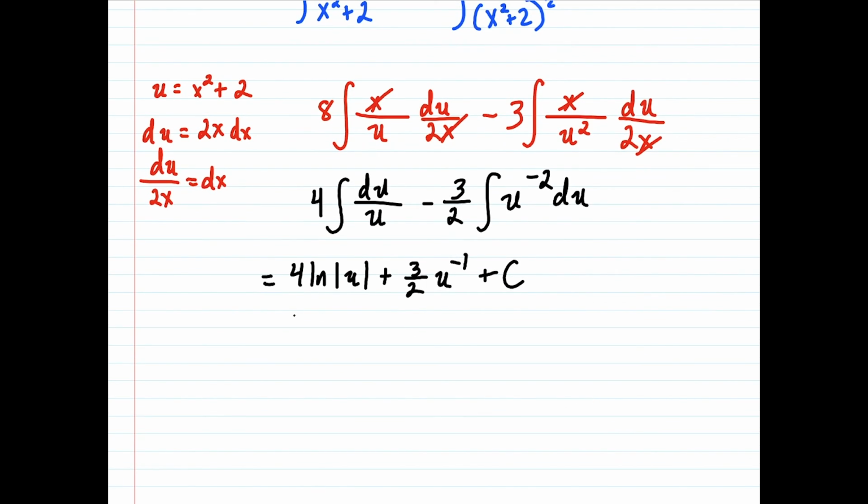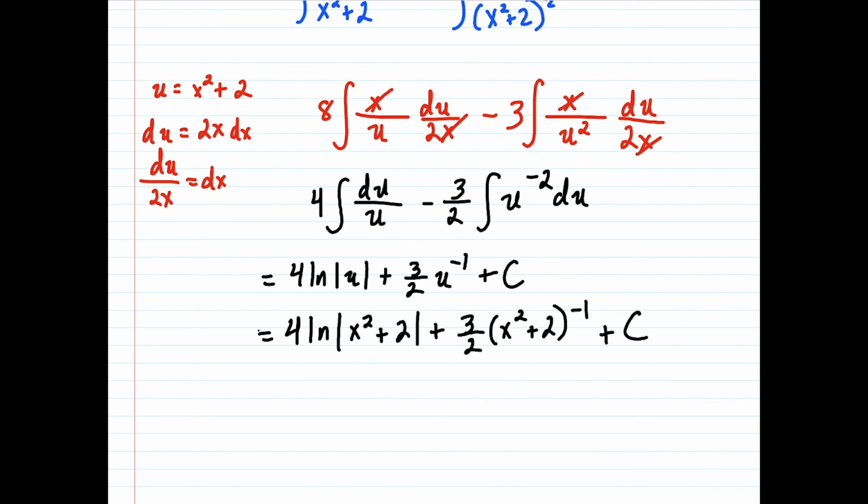So in the next line here, we've got 4 times natural log absolute value x squared plus 2 plus 3/2, and we've got x squared plus 2 to the negative first power plus c.